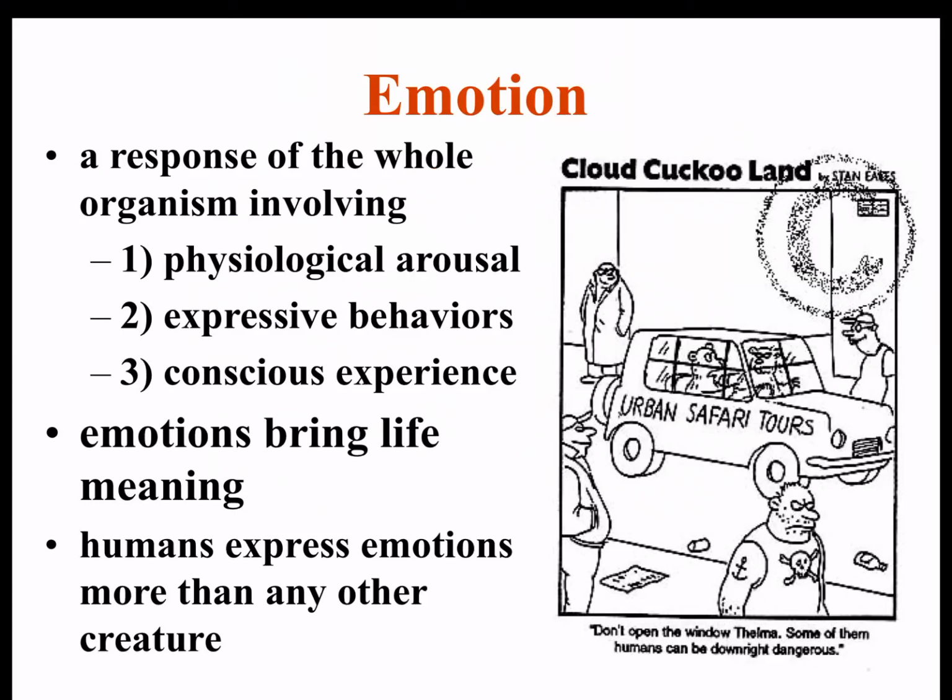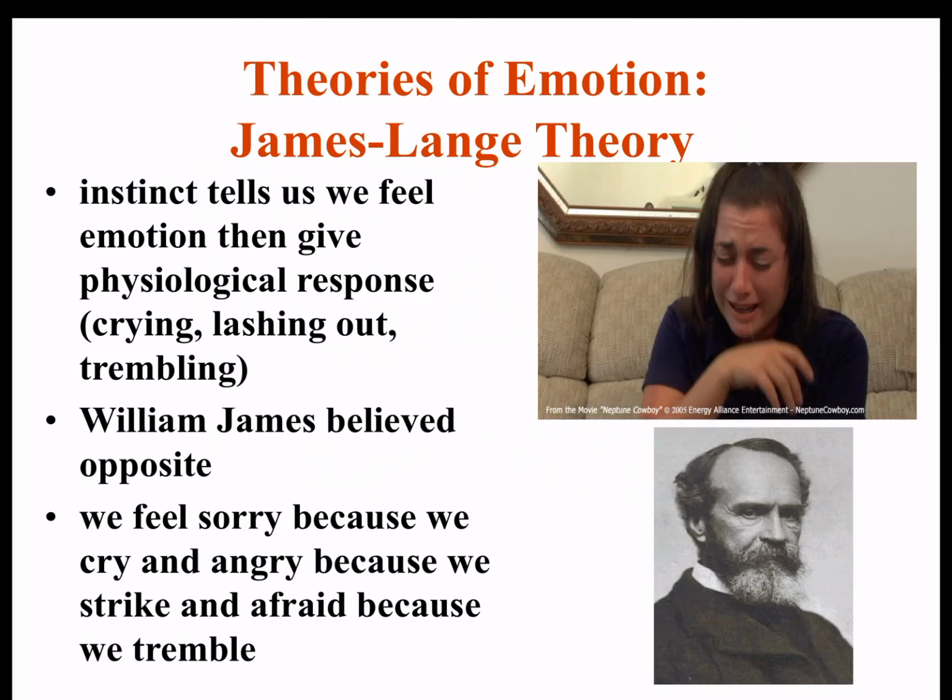Now, there are emotions that are biologically driven, but how we choose to express them is dictated by our culture. And so we'll go over the expressions of emotions next class, but today we're going to look at how we understand where they come from. So one of the first theories behind where emotions come from is the James-Lange theory.